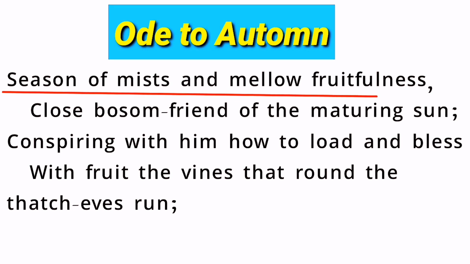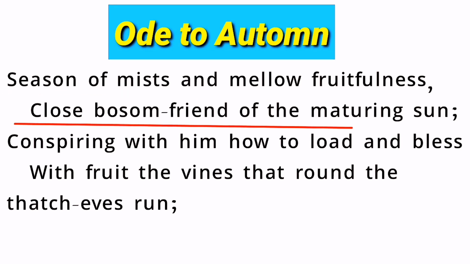Season of mists and mellow fruitfulness. This line introduces the season of autumn, which is characterized by mists and the ripening of fruits. The word mellow suggests that the fruits are ripe and juicy, while the word fruitfulness suggests that there is an abundance of fruit. Close bosom friend of the maturing sun. This line personifies autumn as a close friend of the sun. The word bosom friend suggests that they are very close and have a deep connection.